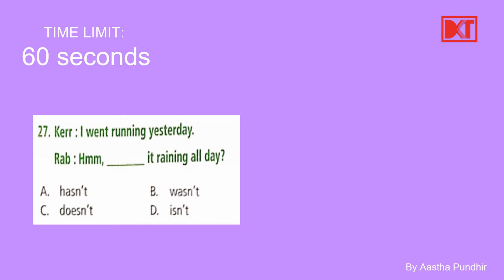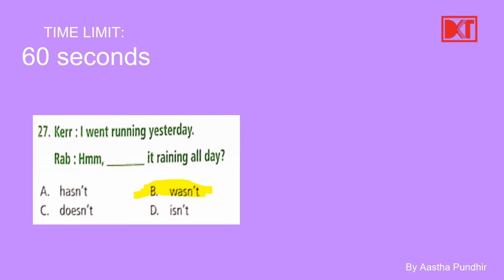Alright, so the next question says, Chair says, I went running yesterday. Then Rub replies, dash it raining all day? A, hasn't it raining all day? B, wasn't it raining all day? C, doesn't it raining all day? Or D, isn't it raining all day? Here the correct answer is B. Wasn't it raining all day?